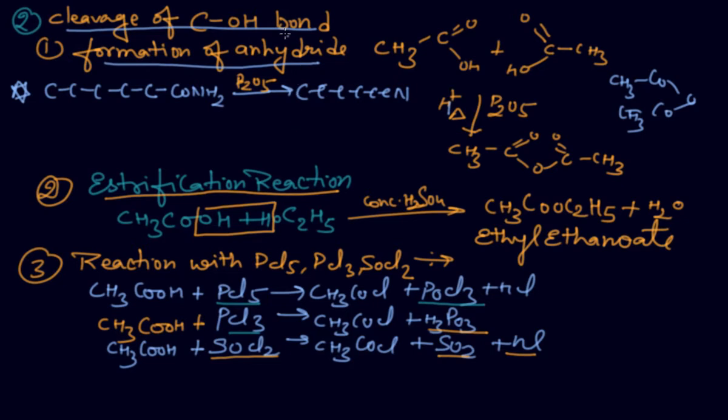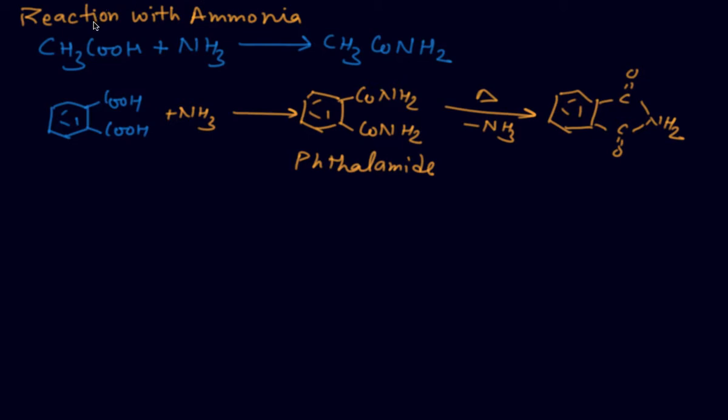The next reaction is the reaction with ammonia. This is also very important. First, when we react any acid with ammonia and heat it, it removes the water molecule and we get the amide. Here we are getting ethane amide. This is example 1. Example 2: when we take phthalic acid, it reacts with ammonia, and on strong heating with removal of water we get phthalimide.